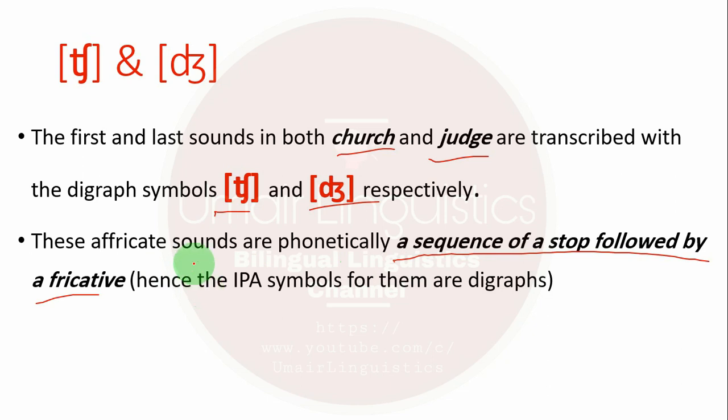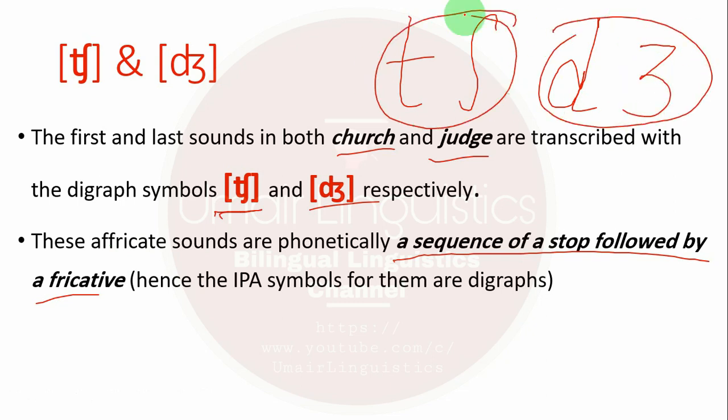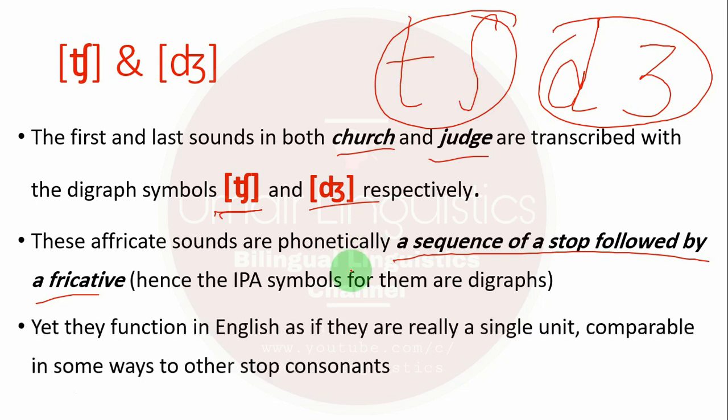Because a digraph means, if you look it up in the dictionary, a symbol which is a combination of two sounds. So actually t is a stop and sh is a fricative, so it is the combination of these sounds. Similarly, d is a stop and this y is a fricative. So these two sounds are each a combination of two sounds, a stop followed by a fricative. However, in English it seems that each is only one sound. Ch is one sound, j is another sound, comparable in some ways to other stop consonants. So normally people do not know that these are actually the combination of two sounds. Usually we consider them individual sounds.